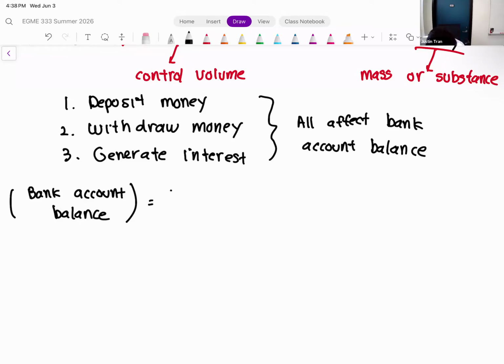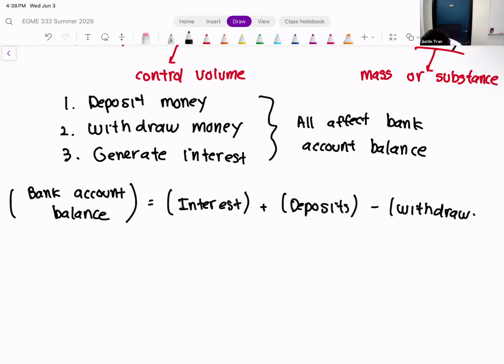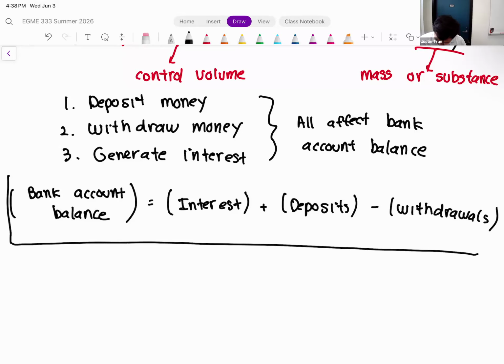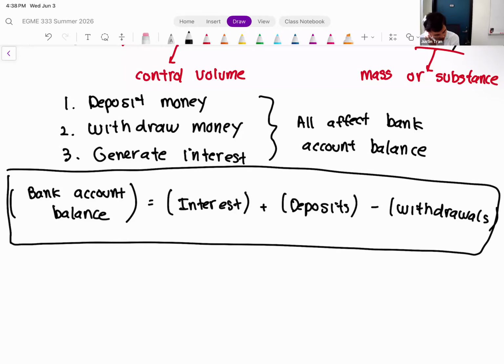Okay. So our bank account balance at any given time is equal to the interest that we generate plus the money that we deposit in minus the money that we withdraw from the bank account.